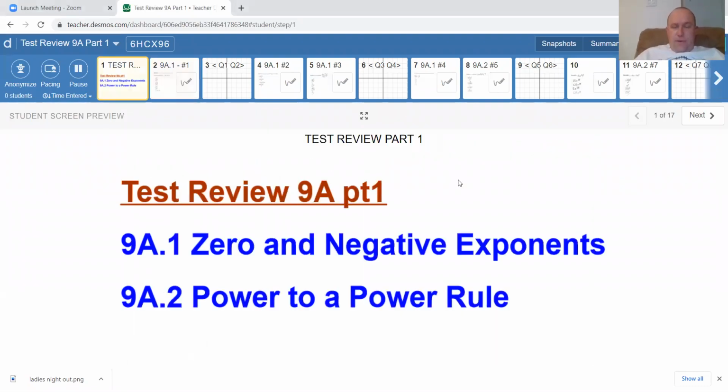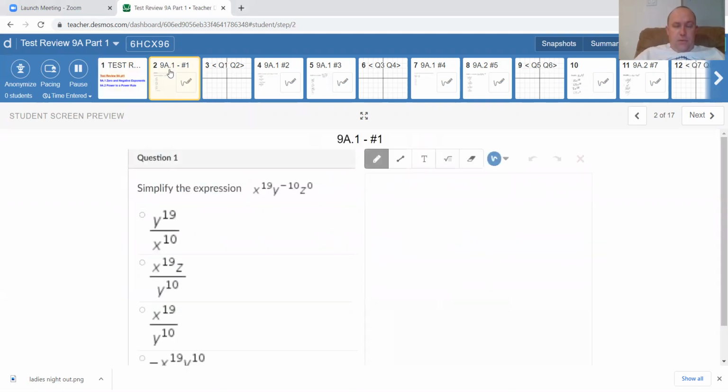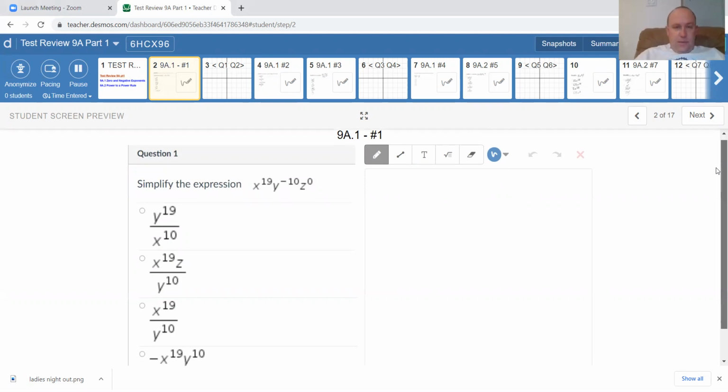This is the test review of part one. I'm looking at 9A.1 and 9A.2, 0 and negative exponents and power to a power law. So when you look for this assignment or the homework quiz as it might be listed out, these are the questions. You're going to see it in quiz format though. I have my sketch pad here so we can look at some of these answers.